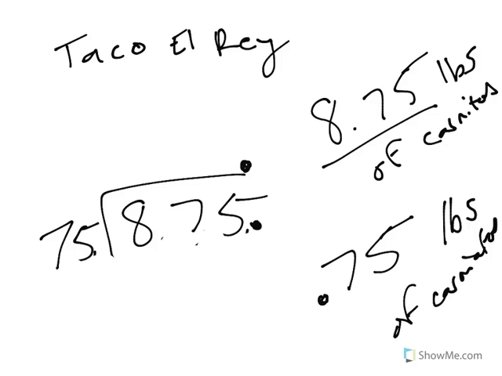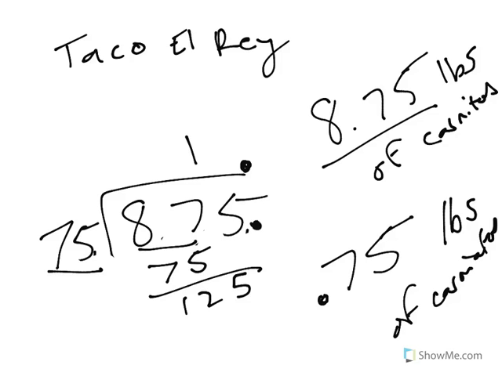And so I have 875 divided by 75. So 75 goes into 78 one time, which is 75, which is going to leave me with 12. Then I'm going to drop that 5.